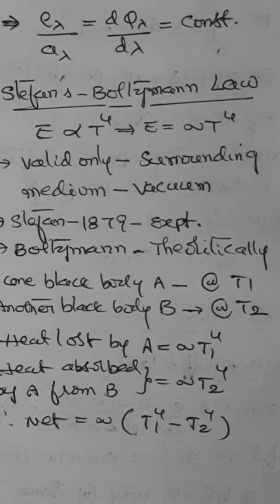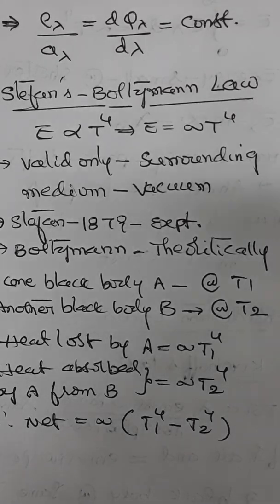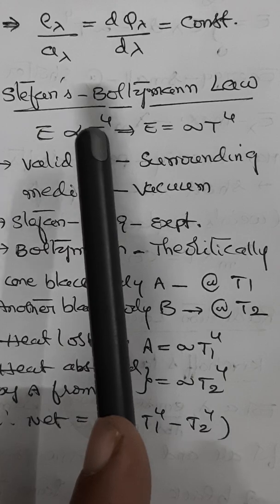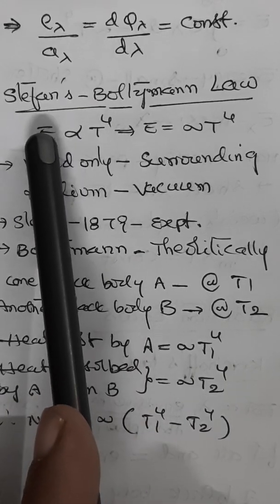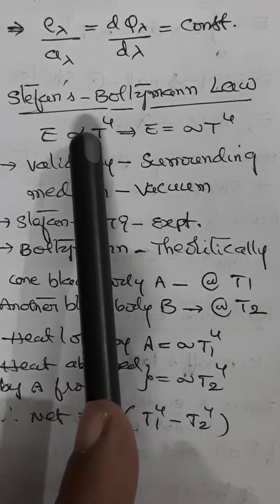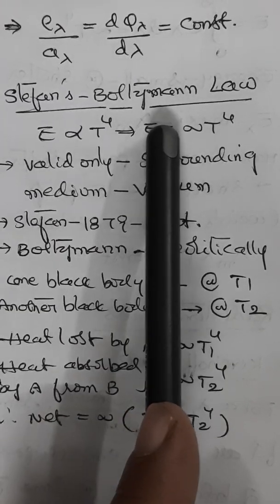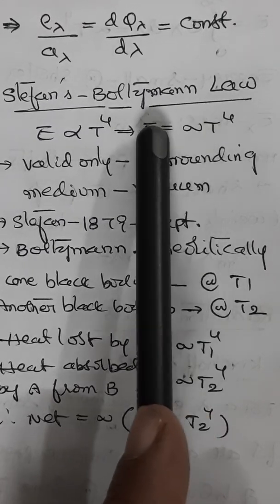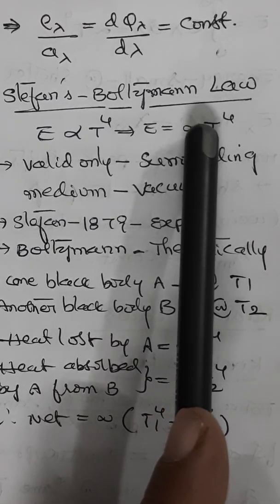Now this law states that the total amount of radiant energy emitted by a black body per second per unit area is directly proportional to the fourth power of its absolute temperature. So if the total radiant energy is represented as E and the absolute temperature as T, then E is proportional to T power 4. Mathematically, when you replace the proportionality with a constant, you will have an equation. Therefore, E is equal to some constant times T power 4.